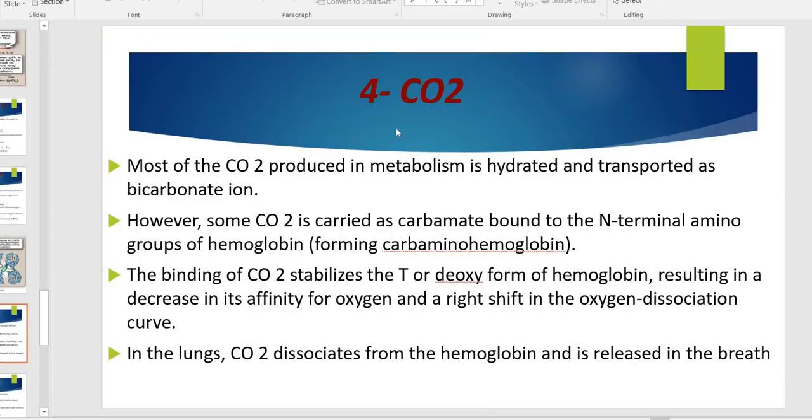Carbon dioxide, as we said before, increases due to metabolism and will be converted into bicarbonate ions, but some carbon dioxide will be connected to the N terminal of the hemoglobin, forming what's called carbaminohemoglobin. This binding will stabilize the T form of hemoglobin, or the deoxy form, which has low affinity for oxygen, and will shift the curve to the right. Carbon dioxide will dissociate from hemoglobin in the lung and be released in the breath.